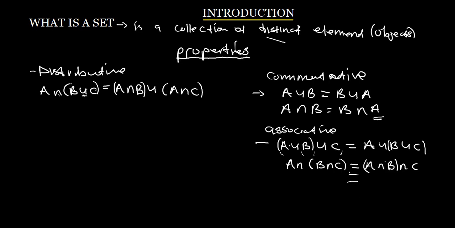Then the other case in distributive, we can say, let's say we are given A union, open bracket, B intersection C, close bracket, like that. So if we distribute it to be A union, so it will be A union B, like that.